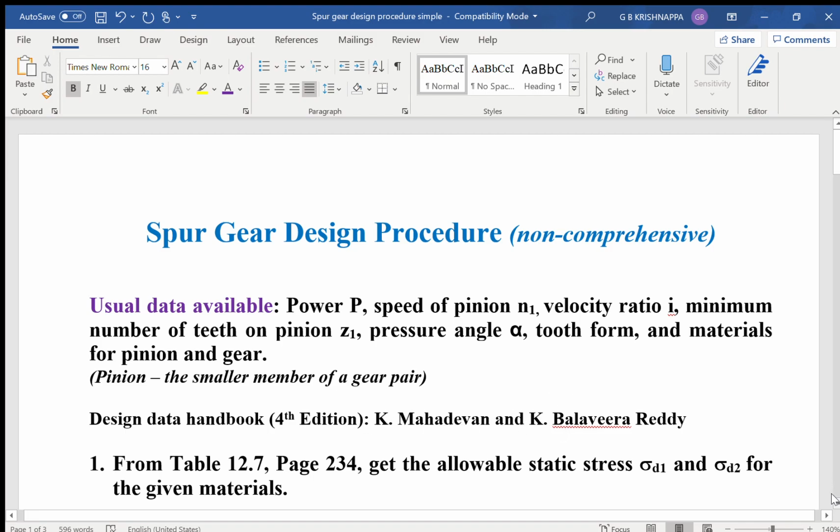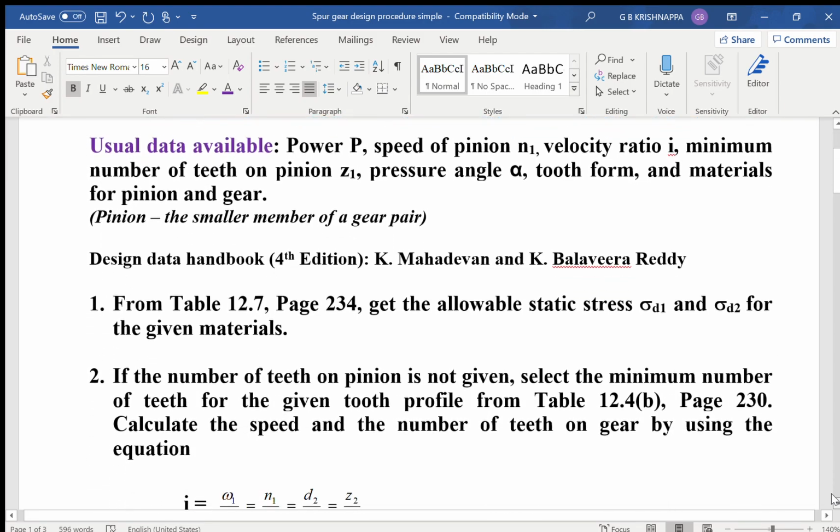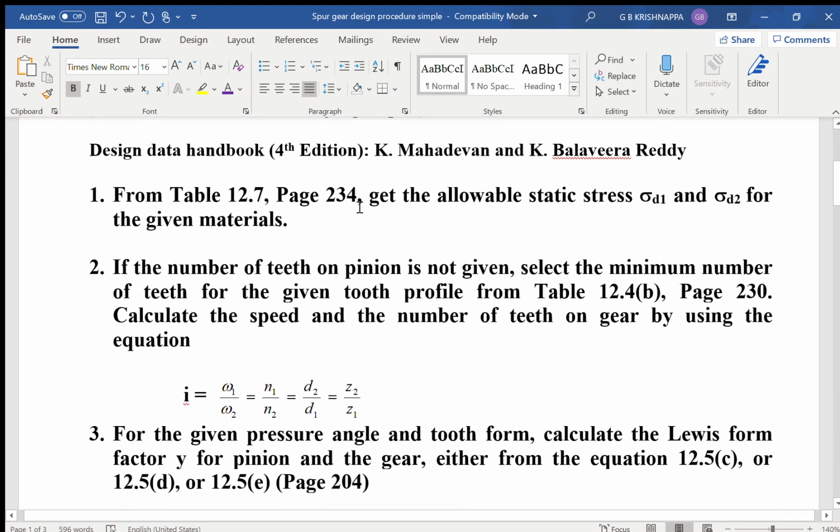Step 1. From table 12.7, page 234, get the allowable static stress sigma d1 and sigma d2 for the given materials. Suffix 1 is for pinion and suffix 2 is for gear. If the number of teeth on pinion is not given, select the minimum number of teeth for the given tooth profile from table 12.4b, page 230.